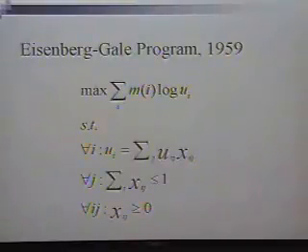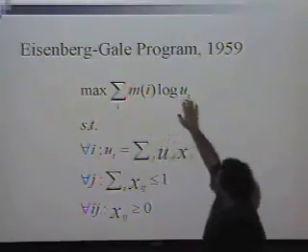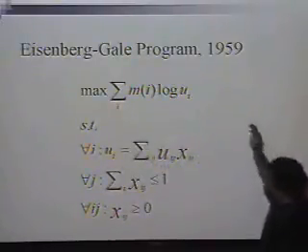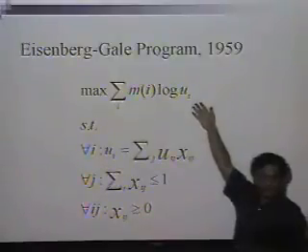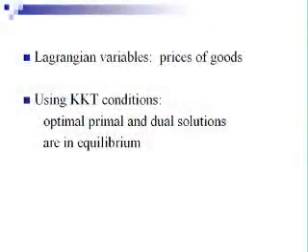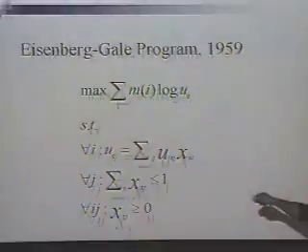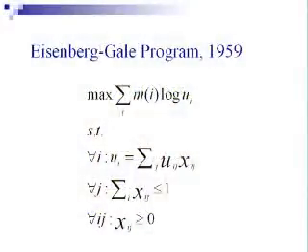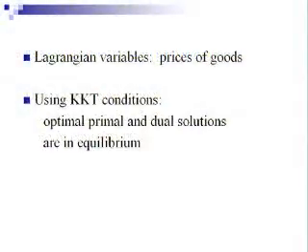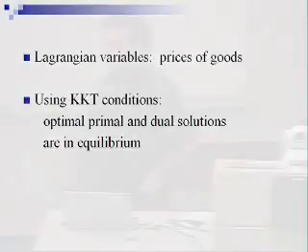So this is the Eisenberg-Gale program. What it's saying is maximize the sum of monies times the log of the total utility of the buyers, where the utilities are given by these linear functions. So it's maximizing this nonlinear objective subject to linear packing constraints. And you can show through KKT conditions that the Lagrangian variables corresponding to these constraints will be prices of goods, and that optimal primal and dual solutions are in equilibrium. They satisfy Fisher's conditions of equilibrium.